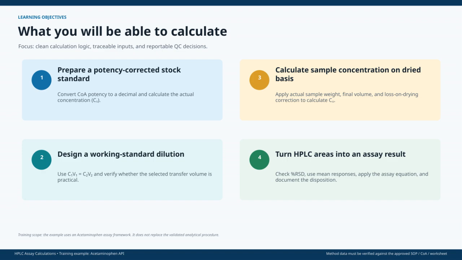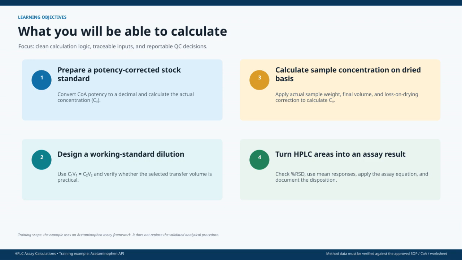Next, we'll cover how to design a working standard dilution using the formula C1V1 equals C2V2. This will help you confirm whether the volume transfer during dilution is practical and appropriate. We'll then move to calculating the sample concentration on a dried basis, applying the actual sample weight, final volume, and adjusting for any loss on drying to determine CU accurately.